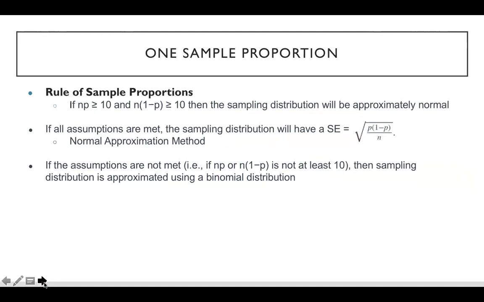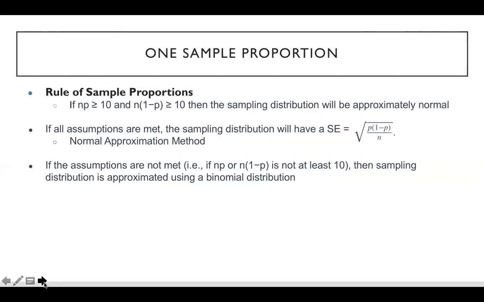So for one, we're going to start with one sample proportion. According to the rule of sample proportions, if our assumptions are met and our proportion and our sample size multiplied together is greater than or equal to 10, otherwise saying if we have at least 10 successes and 10 failures, then our sampling distribution will be approximately normally distributed.